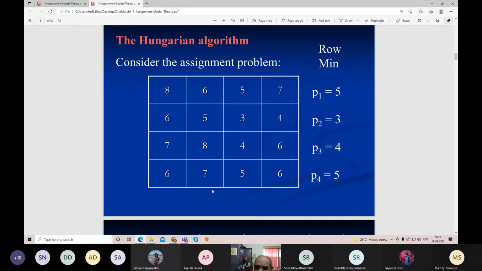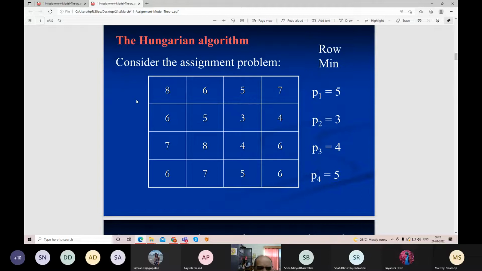These are simply the cost involved by each worker. If I'm talking about the first row, the cost attached to the jobs, if the first worker is completing the first job, he takes 8 units. The cost is 8 units. Second job, 6 units. Third job, 5 units. And the fourth job, 7 units. But now, what is the ideal one?